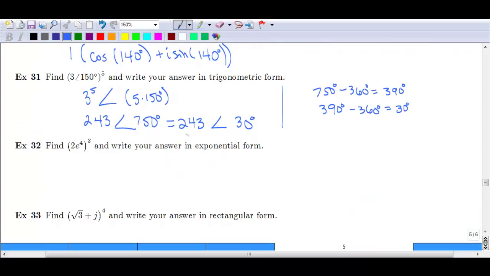So for this example, just by doing the math part of it, 3 to the fifth is 243, and 5 times 150 is 750. Again, 750 is bigger than 360, so we need to subtract off 360. That gives us 390, which is still greater than 360, so we need to subtract again, and we end up with an angle of 30. So our final answer here is 243 and an angle of 30.